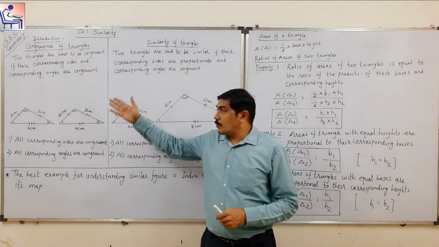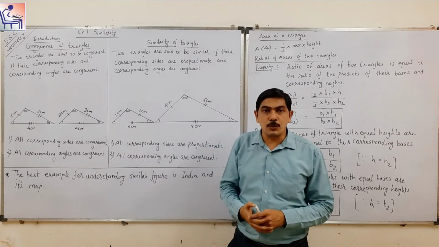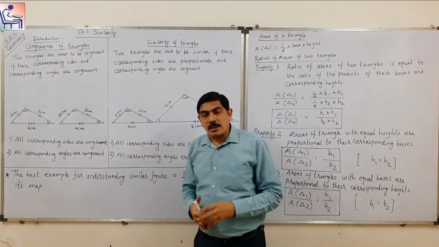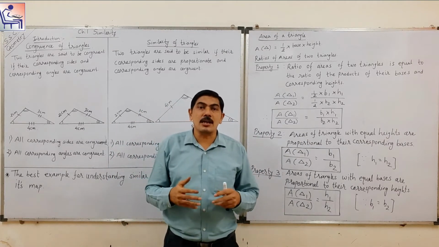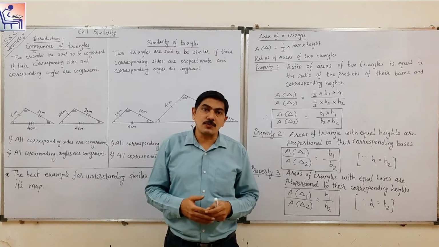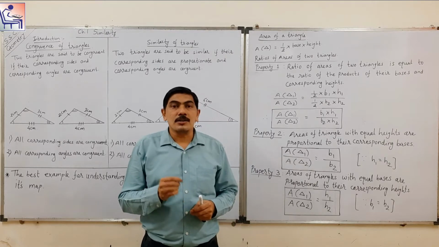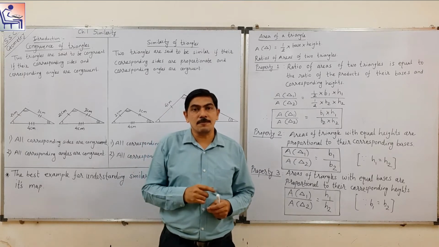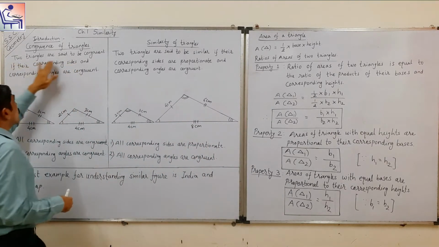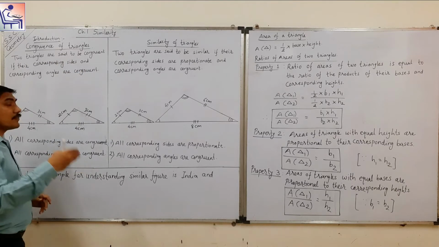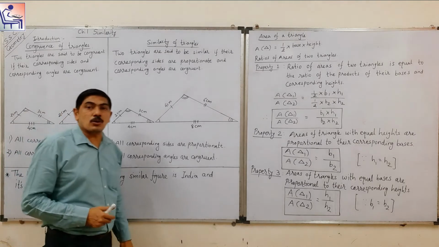So here some distinctions are available in front of you. In any triangle, if you have noticed that there are three sides and three angles. So on that basis, we can decide whether the two triangles are congruent or similar. Let's start. Congruence of triangles. Two triangles are said to be congruent if their corresponding sides and corresponding angles are congruent.